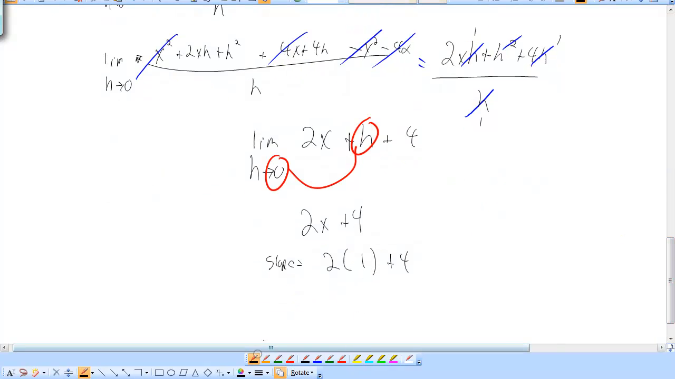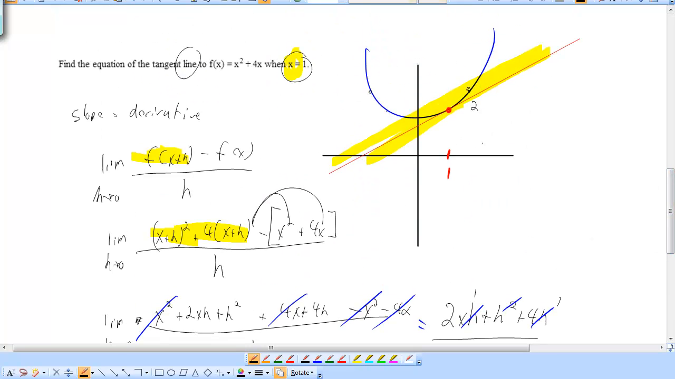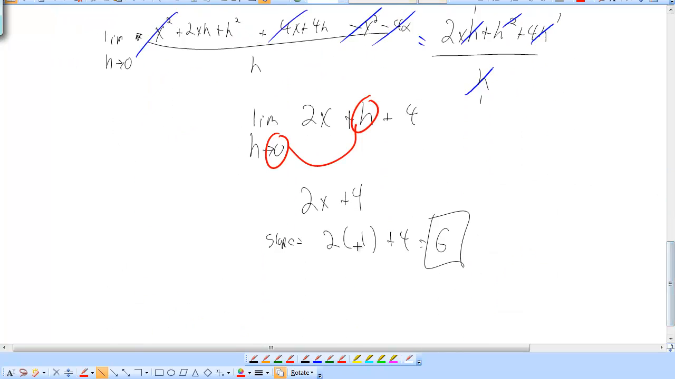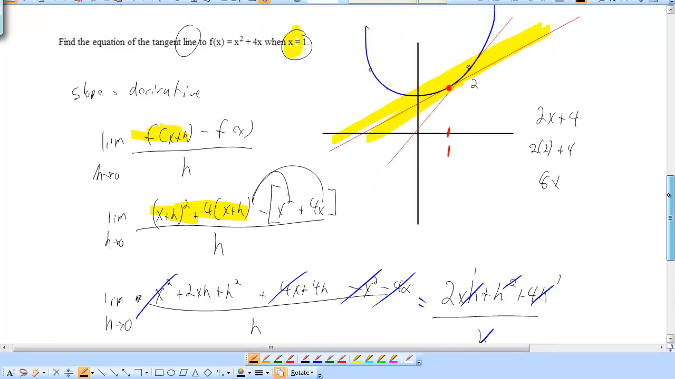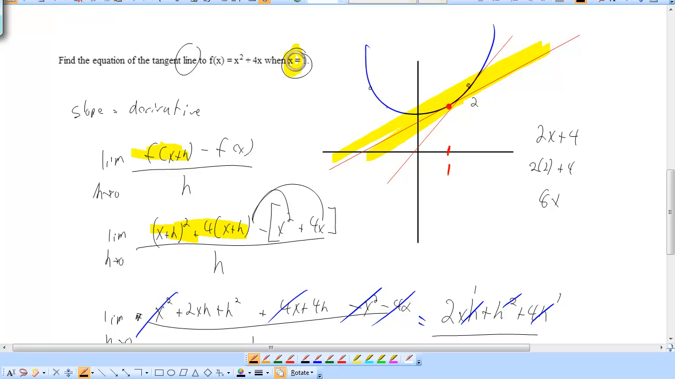So our derivative, our slope, is 2 times 1 plus 4. Just to help you out, let's say they asked us to evaluate it when x equals 2. Well, it would be 2 times 2 plus 4, so the slope would be 8. They said do it when x equals 3. It would be 2 times 3 plus 4, which would be 6 plus 4, so 10. But our slope of this line is 6, because it's at the point 1, so we just find the derivative and plug in the x.